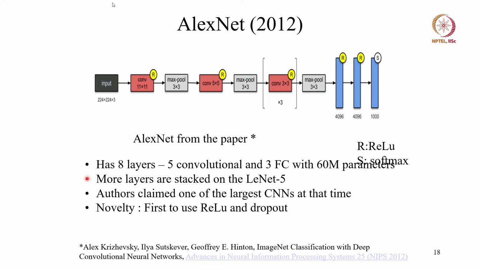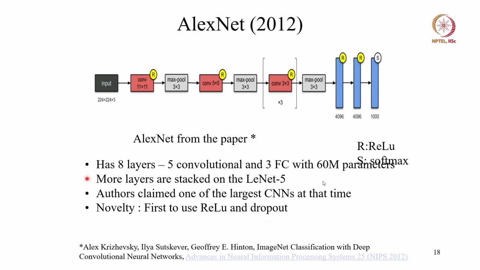So next we have the AlexNet. What they do is that as time goes on, they increase the number of layers. So they increase the number of convolution layers. We had 3 convolutions there, and here they are using 5 convolutions: 1, 2, 3, 4, 5. So you have 5 convolution layers and 3 fully connected layers, so altogether you get 8 layers here. And when this was brought out, it was one of the largest CNNs at that time.